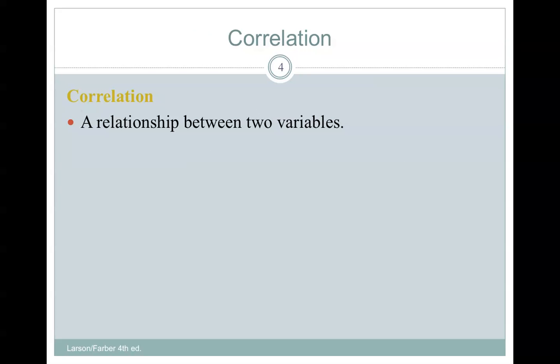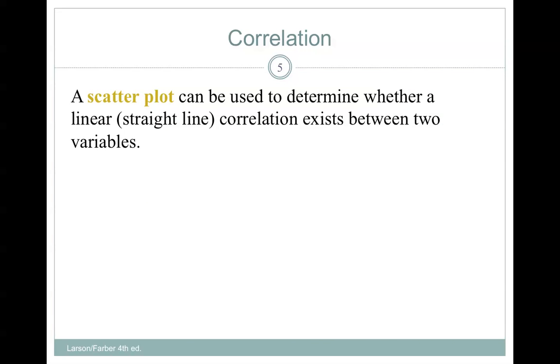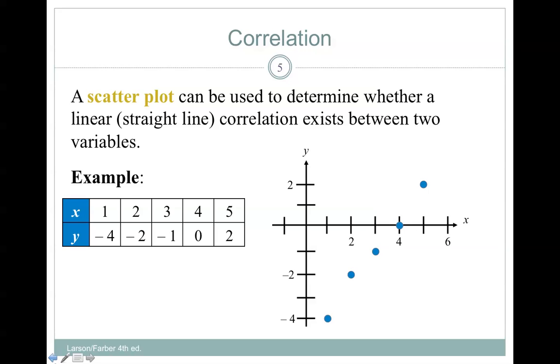So correlation is a relationship between two variables. The data can be represented by ordered pairs x and y, where x is independent or explanatory and y is dependent or response. A scatter plot can be used to determine whether a linear straight line correlation exists between two variables. For example, if we were to plot this data, we would get this graph as a result, and there is a linear correlation that does exist.